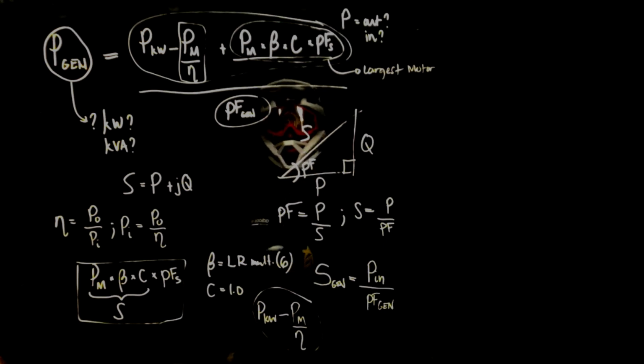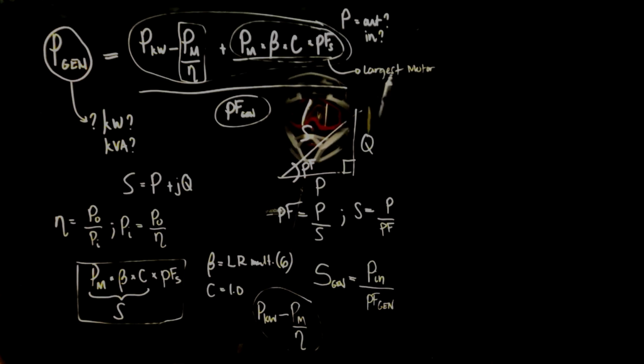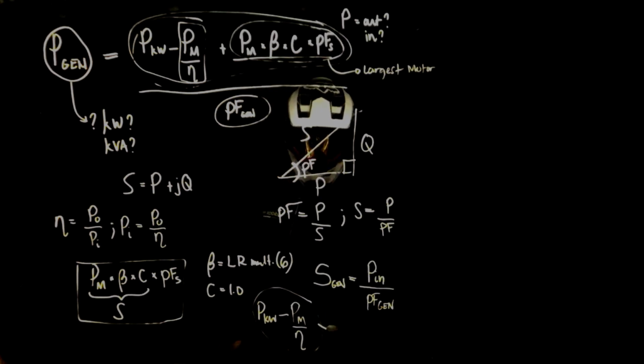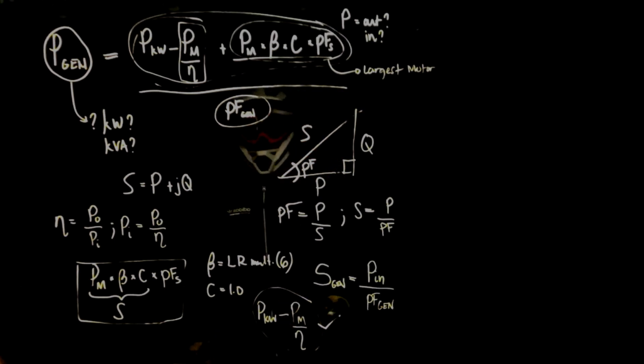So let's say you have 3 motors. You have 25 kilowatt, 50 kilowatt, and 75 kilowatt. So what you're going to consider here is your largest motor, which is 75 kilowatt, and the other loads plus the 25 and 50 kilowatt will be included here in this portion. Okay, in this portion.